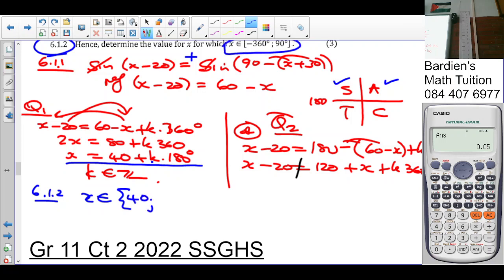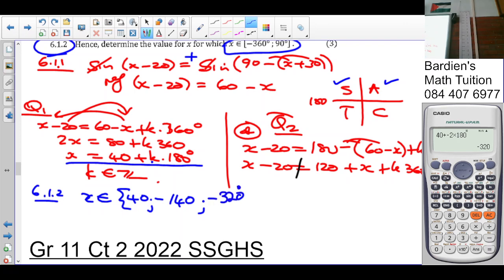If I put 1 in, it's going to be 40 plus 1 times 180, which is 220, which is outside this given domain. If I put minus 1 in, it's going to become negative 140, which is inside. Put negative 2 in, it's going to be 40 plus negative 2 times 180, which is negative 320, which is still inside the given domain.